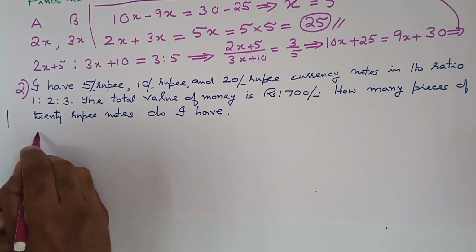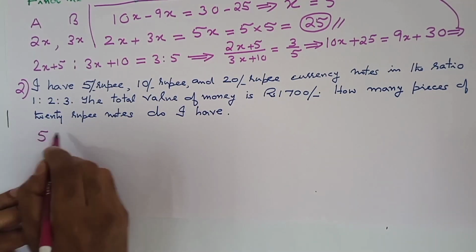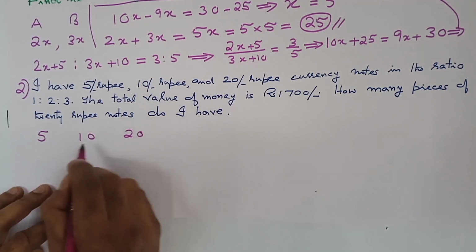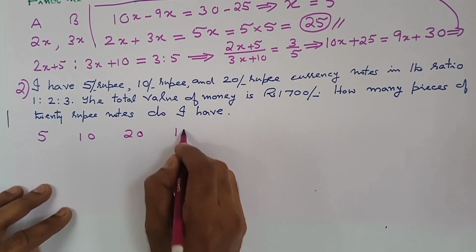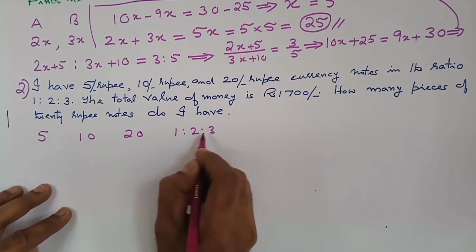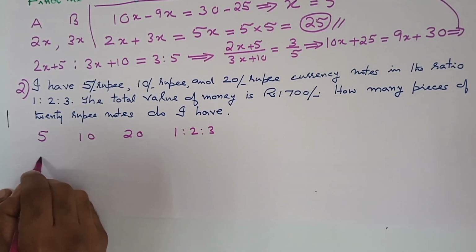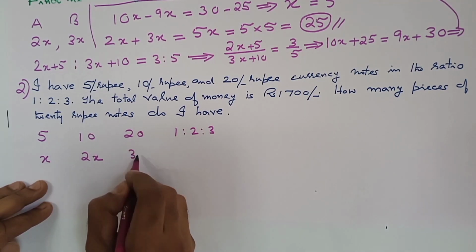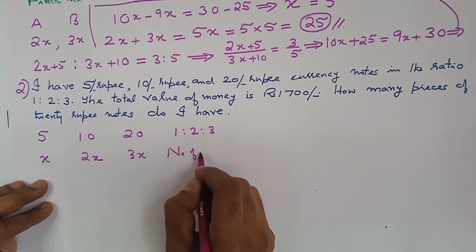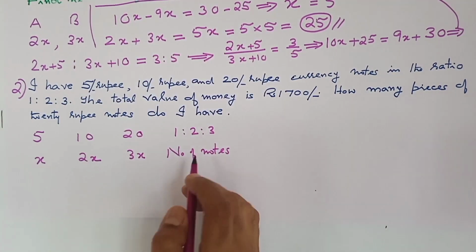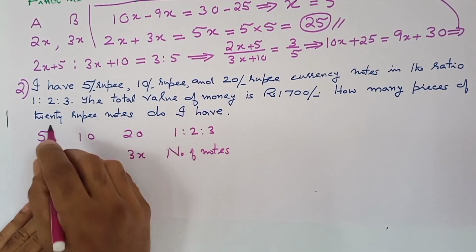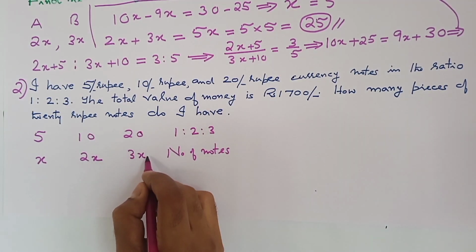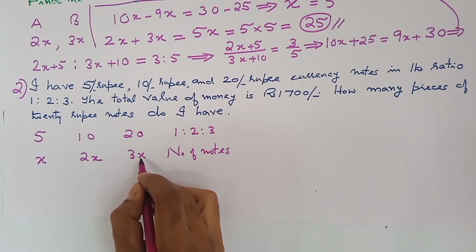Okay, let me write the currency note denominations. 5, 10, 20. And the number of pieces of these denominations are in the ratio 1:2:3. What does this mean? You can write the number as 1 into x, 2 into x, 3 into x, as discussed before. Now we are asked to find out how many pieces of 20 rupee notes do I have, which means this denotes the number of 20 rupee notes, but there is an x.